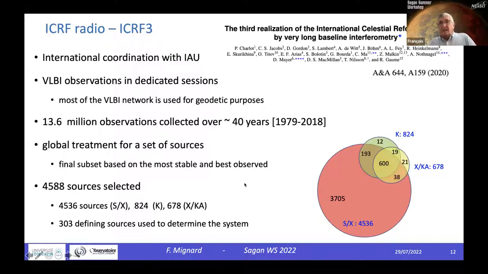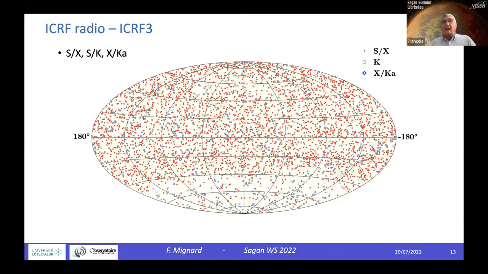The other ones were done for the first time in ICRF3. So you can see here the distribution of the sources in red, this is the S/X band that you can see here. In a green square, these are the K band sources. Although there are many in common, sometimes you don't see that in detail, because 80% of the sources are common between the different wavelengths.